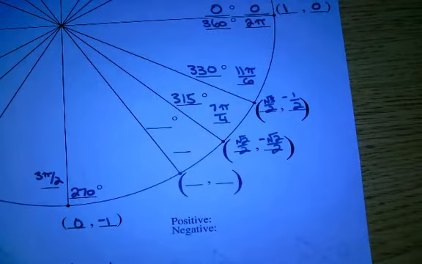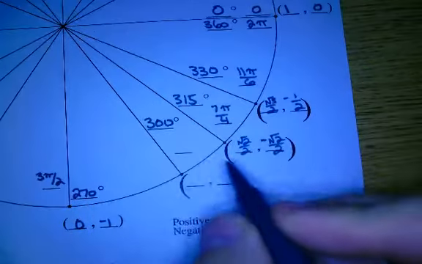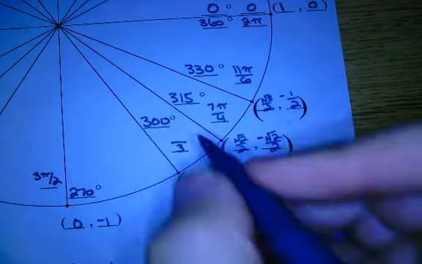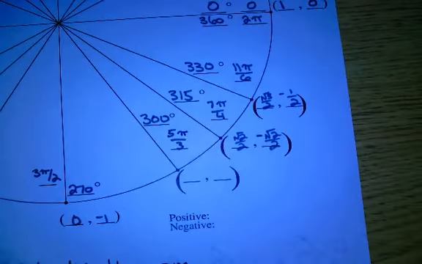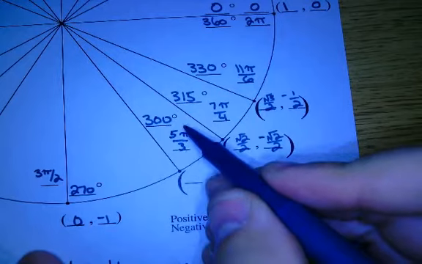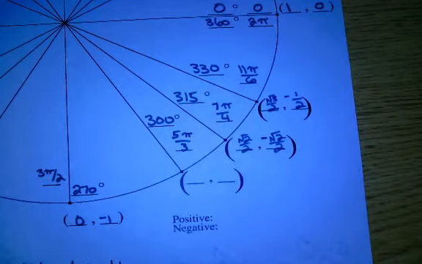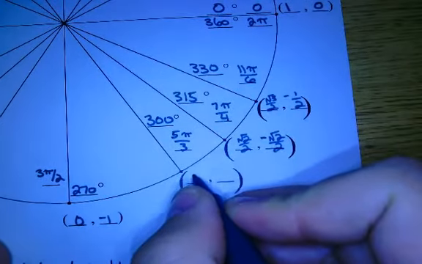How many degrees is this one? 300. 300, and this one isn't over 3. What's the highest value? 5 pi. So it can't go over 2 pi, right? If 3 is on the bottom, it's got to be less than 6. What's the highest value that's less than 6 that does not go into a 3? It's 5. So what's the highest value?